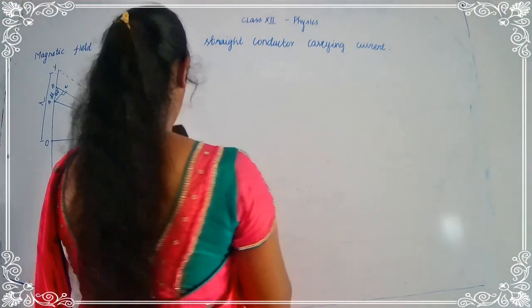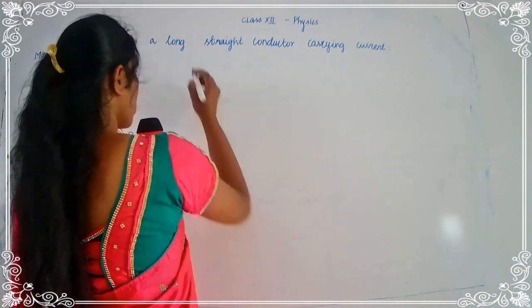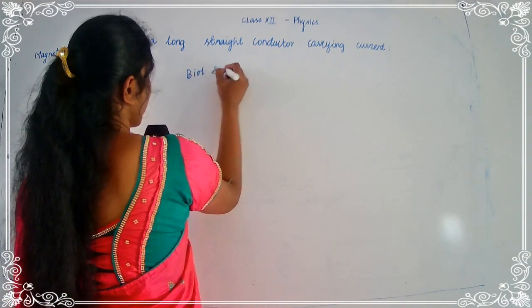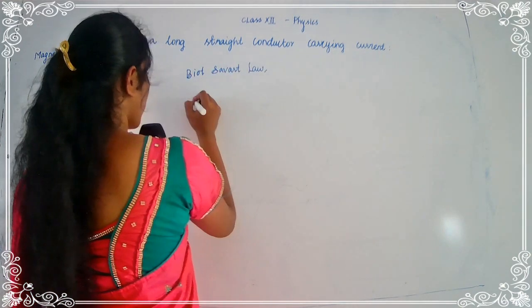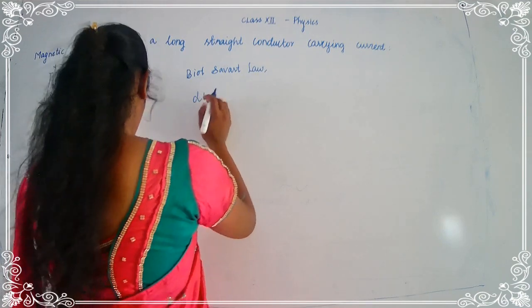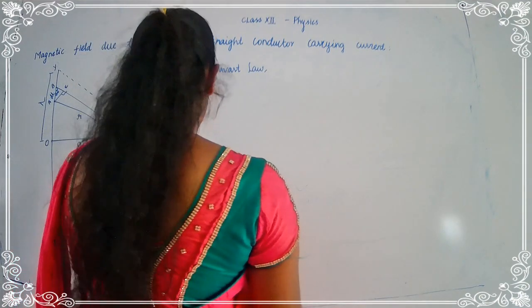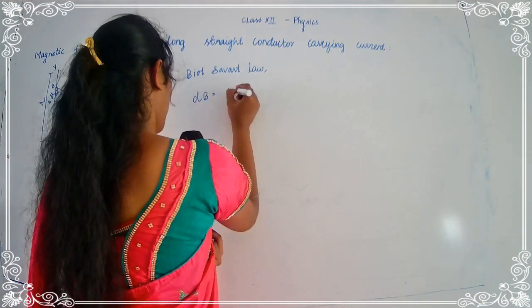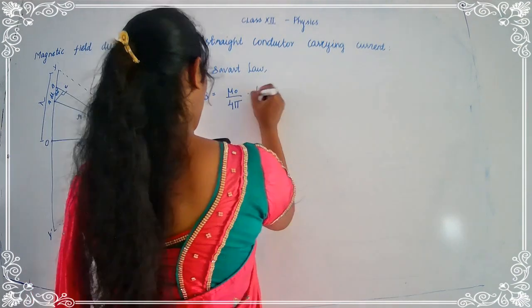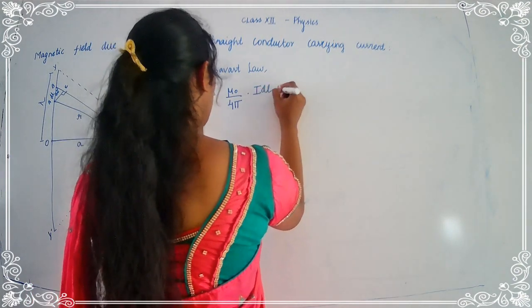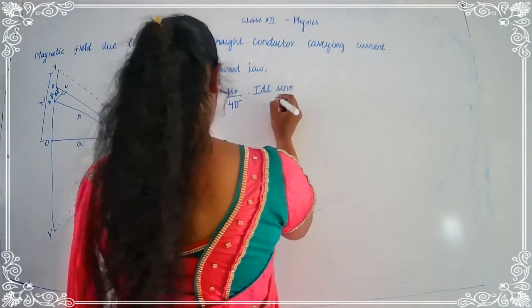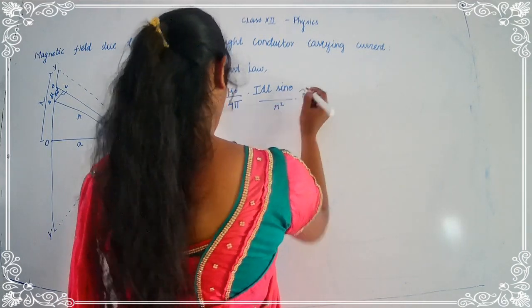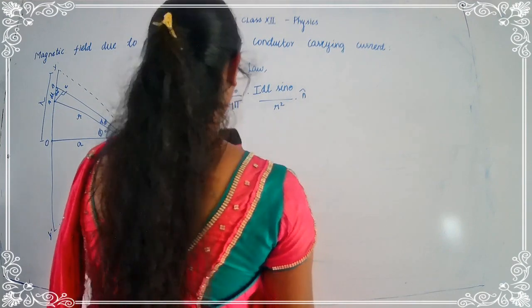Now, according to the Biot-Savart law. In the previous class, we have seen the Biot-Savart law, isn't it? So, what is the Biot-Savart law? That is the magnetic field, dB is equal to mu naught by 4 pi, I dl sin theta by r square into n cap. This is the Biot-Savart law.